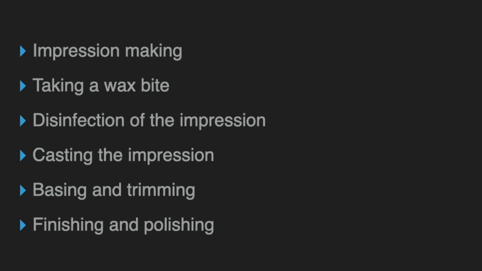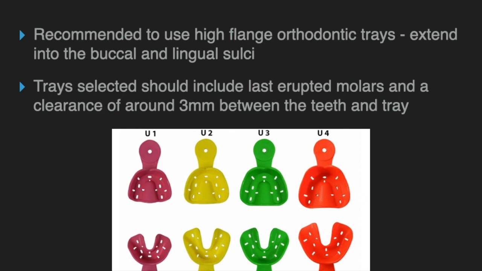Steps in the construction of study models. These steps are impression making, taking a wax bite, disinfection of the impression, casting the impression, basing and trimming, finishing and polishing. Impression making. Obtaining a good impression of the hard and soft tissues of the dentoalveolar region is an important factor in the proper fabrication of orthodontic study casts.